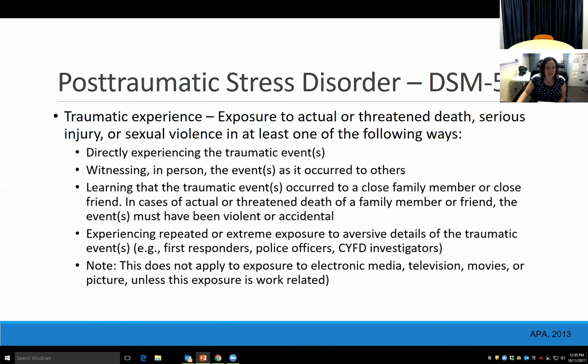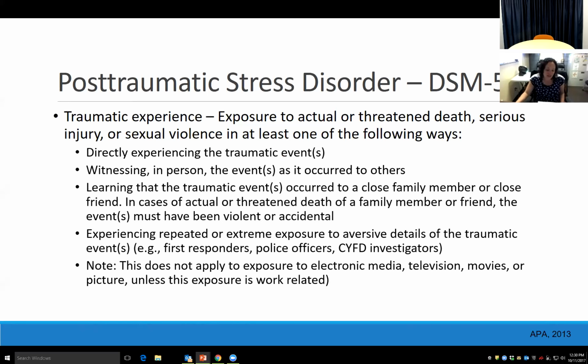It could be witnessing in person the events as it occurs. So let's say witnessing domestic violence. It could be learning that the traumatic event occurred to a close family member or friend. And in cases where there's actual or threatened death, the event must have been violent or accidental.